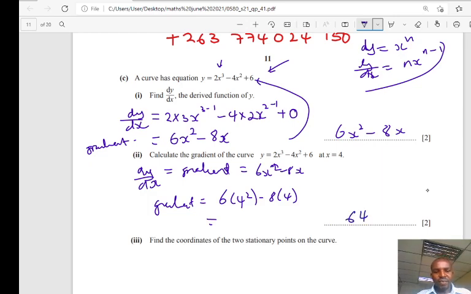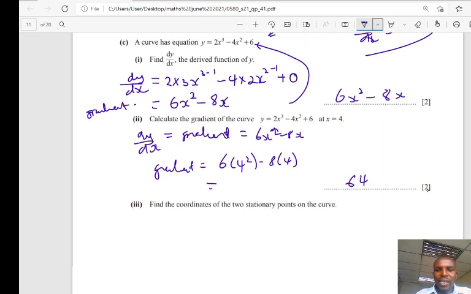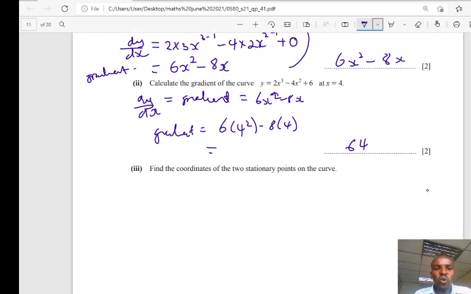So that's the gradient. Then next, find the coordinates of two stationary points on the curve. Stationary points, what you have to know is that stationary points are the same as minimum points, the same as turning points, the same as maximum points. At a stationary point, or minimum, or maximum, or turning point, the gradient is always equal to 0.